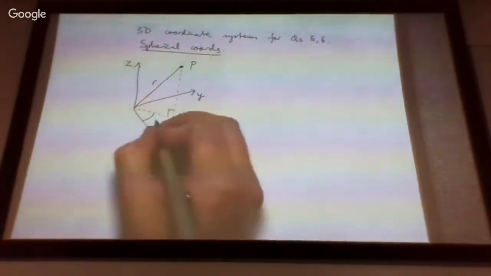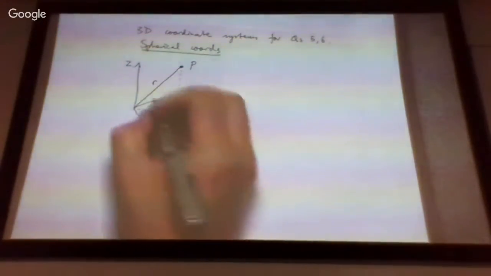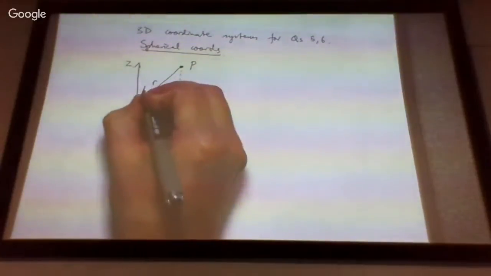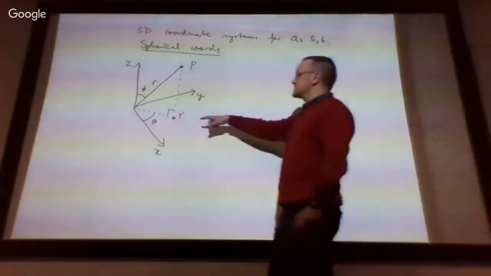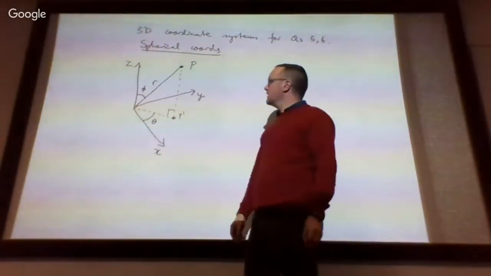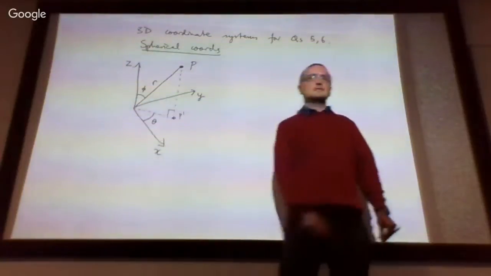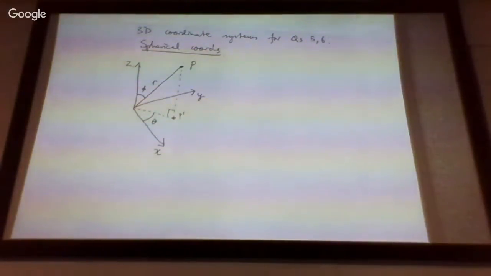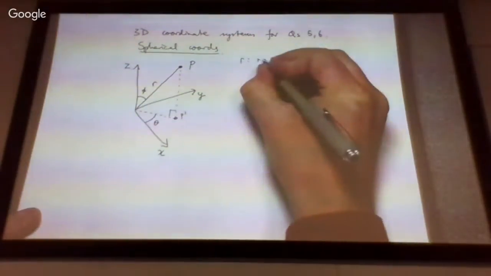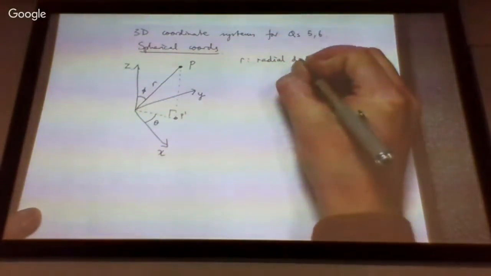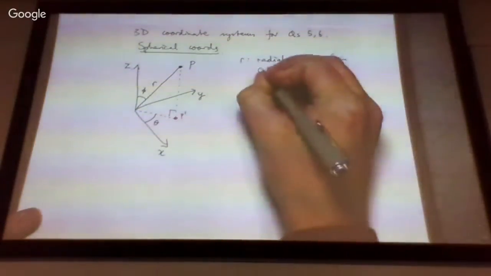And then there are these 2 angles. There's an angle theta here and an angle phi. So theta is the angle that the projected radius makes with the x-axis, and phi is the angle that the radius makes with the z-axis. So r is the radial distance from the origin to P.